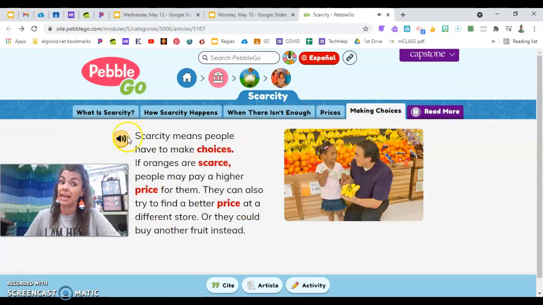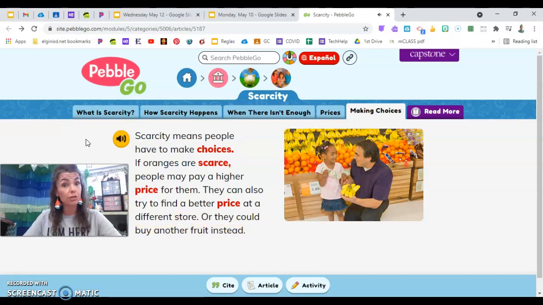Making choices. Time to make some choices. Scarcity means people have to make choices. If oranges are scarce, people may pay a higher price for them. They can also try to find a better price at a different store. Or they could buy another fruit instead.